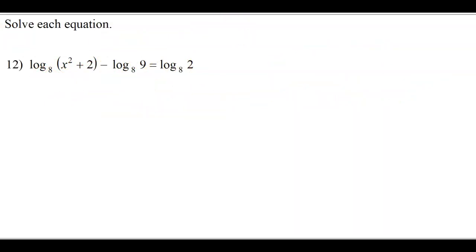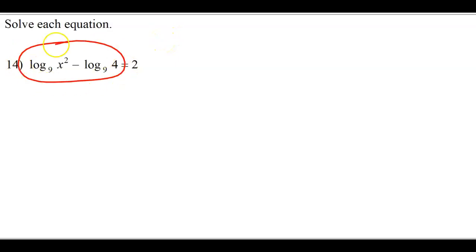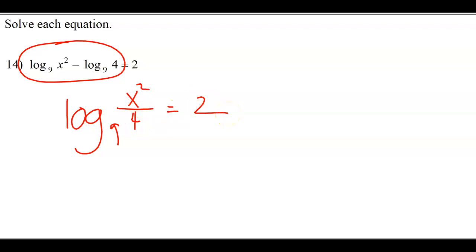All right, let's go ahead and take a look at number 14. So on this one, we have 2 logs that are being subtracted. We want to put those together as one log, where the argument of the first is divided by the argument of the second. And for this one, we're going to exponentiate both sides now.